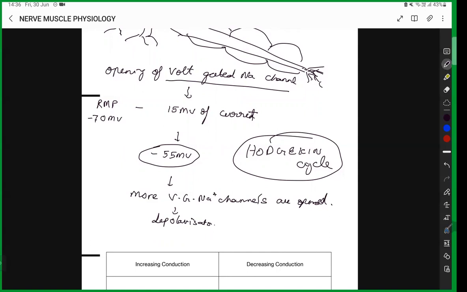Then there is going to be a potassium efflux, followed by potassium efflux through voltage gated potassium channels. Because of this, there is going to be repolarization. And at the end, more potassium efflux is going to occur. This leads to hyperpolarization. At this level, there is an inhibitory substance called GABA. This inhibitory neurotransmitter produces all its effect by inducing hyperpolarization.